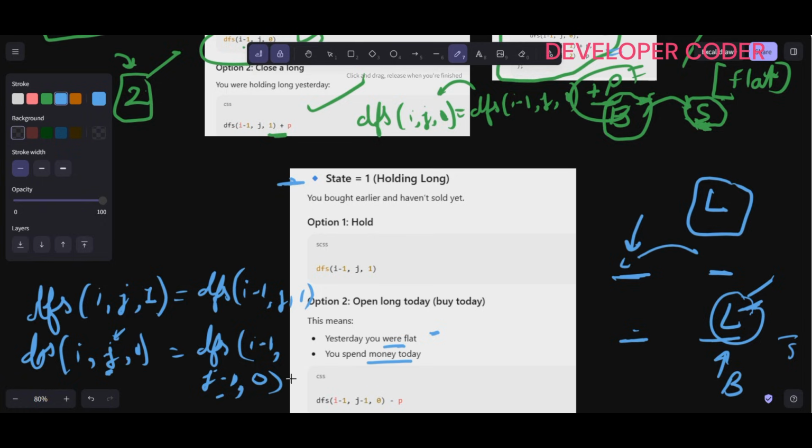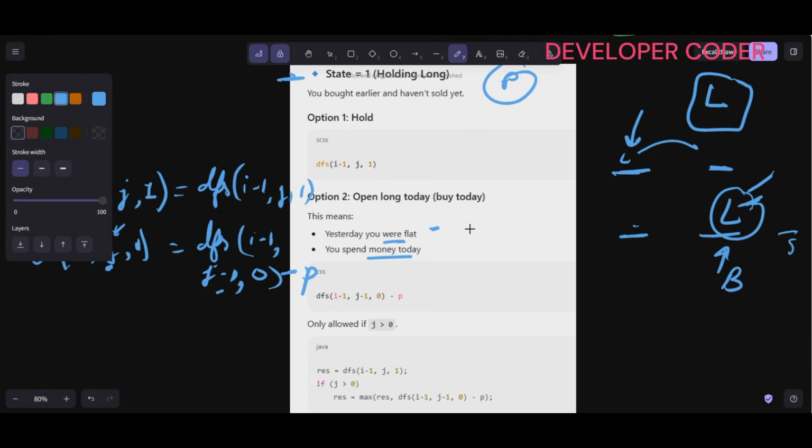So you spend money today, so minus p, the price of p. This is how you can write it. This is only possible if your j value is greater than 0, right? Only allowed if j is greater than 0. Otherwise we can't do this, otherwise we can't buy.